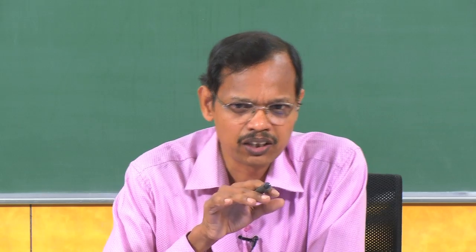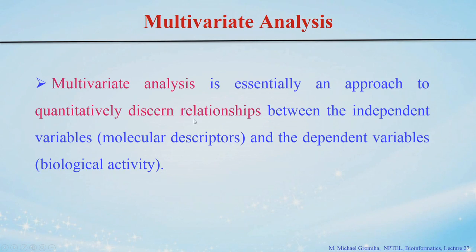So, how to build a model? In this case we can mainly use multivariate analysis to relate the structures and the molecular descriptors with the biological activity. Here the independent variables are the molecular descriptors, and the dependent variable is the biological activity, because we need to predict the activity.